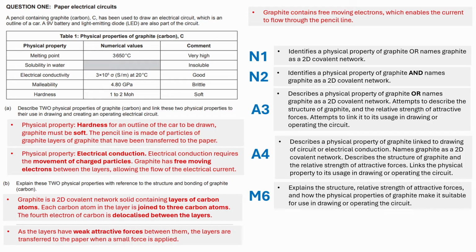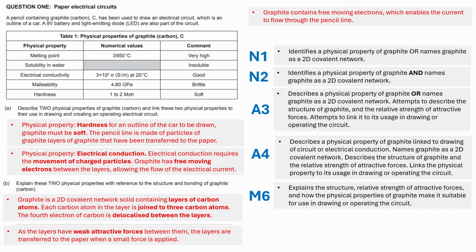To get an M6, we need to talk about what makes it suitable for the circuit. And we're really looking for these last 2 bullet points here. So it is suitable because it is soft and we can draw the circuit lines. That all links back, of course, to the structure of the graphite.